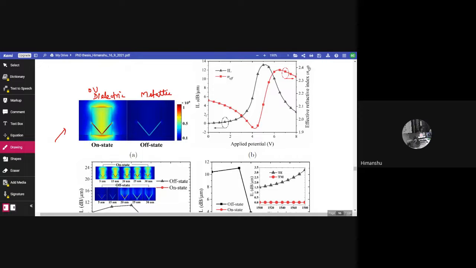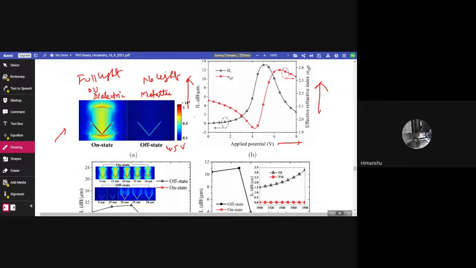Therefore, at the output, maximum absorption takes place inside the device because of the ENZ effect, which is also known as epsilon near zero effect. Now, coming to figure 5.3b, it shows the effect of an increase in applied potential on the IL and N effective of the device. So here we can see there are two y-axes.